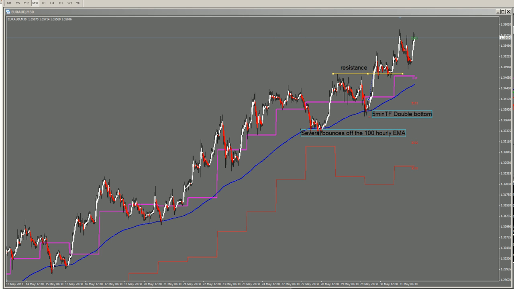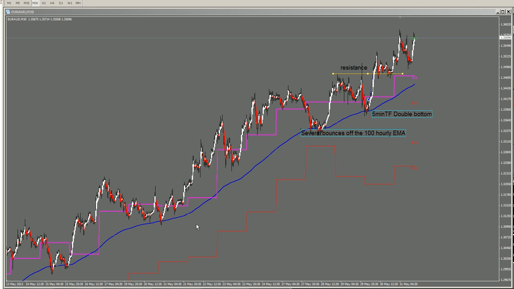The pair has been in a nice run up for the last couple of weeks. I'm showing you here the 30-minute chart, and I put on a hourly 100 moving average, that 100 hourly EMA. I like to use that moving average. I found out that the price often respects that moving average. If you see several bounces of that EMA, or if it breaks that moving average, often a retest.